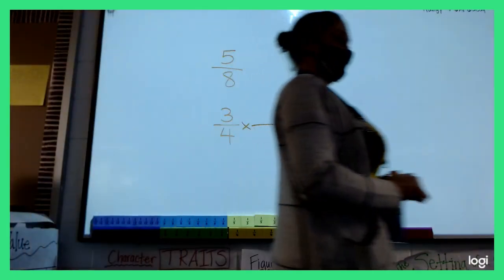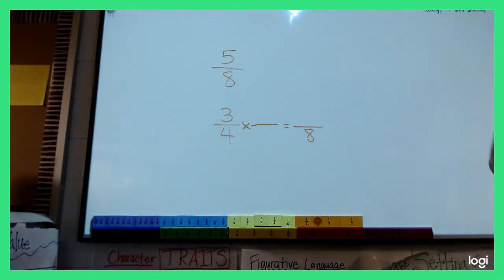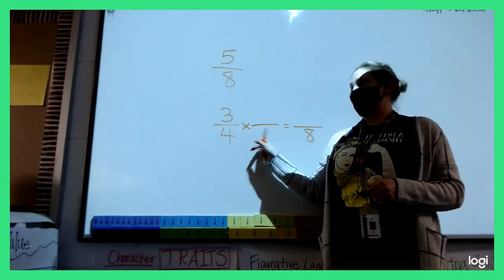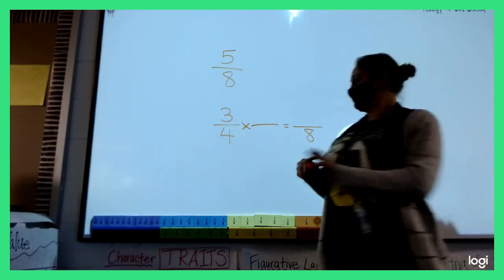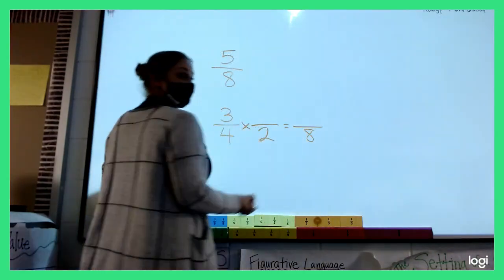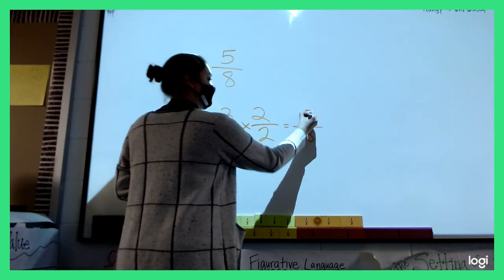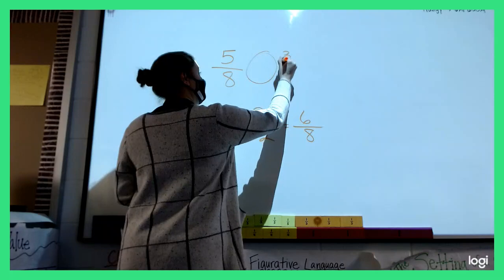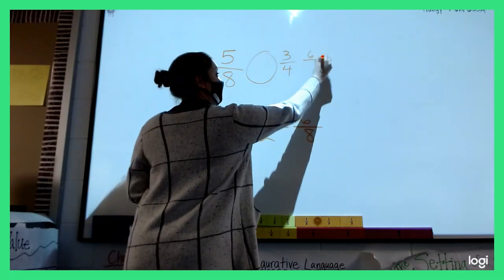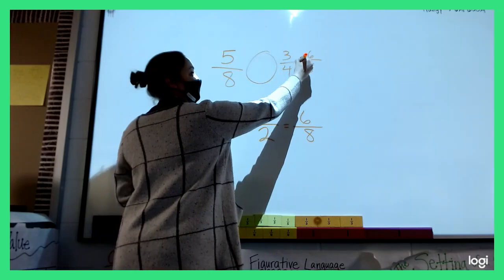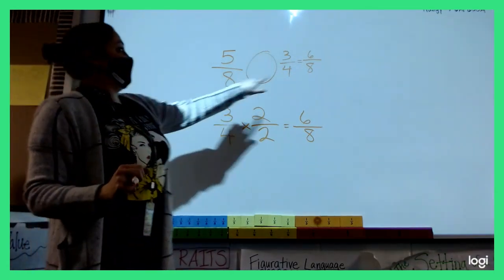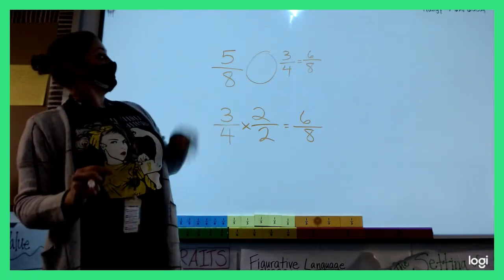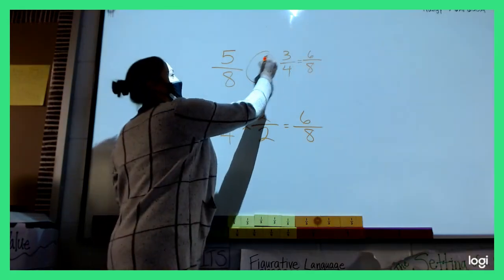Looks good. Some of you are finishing already. Okay, someone who hasn't answered a question today, what do we know has to go here? Emma? 2. And then Emma, what goes on the top? 2. All right, 3 times 2 is 6. Now I can compare 5/8 and 3/4, which is the same as 6/8. I oftentimes will write that right here so I don't forget. Now I can compare. So, my alligator eats which side? Abby? 3/4. Yep.